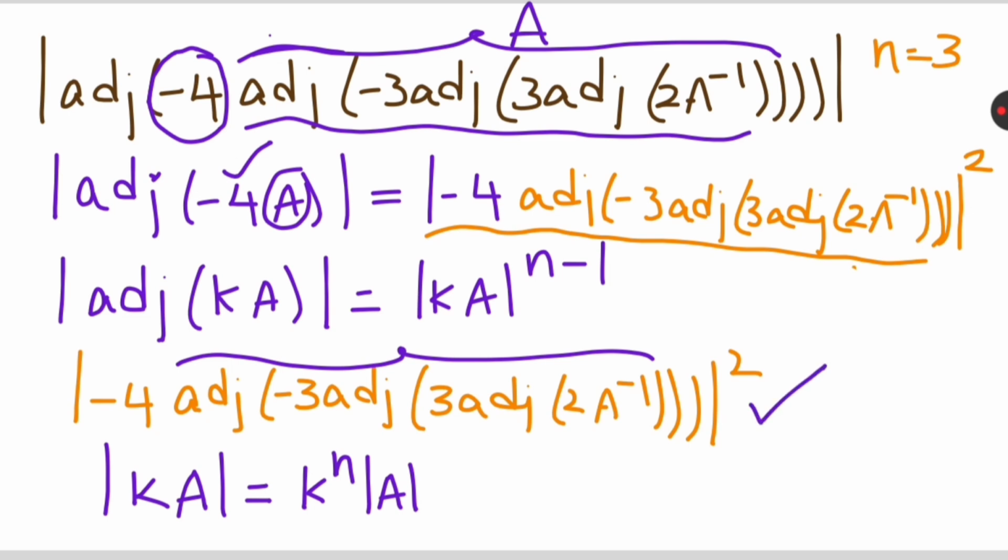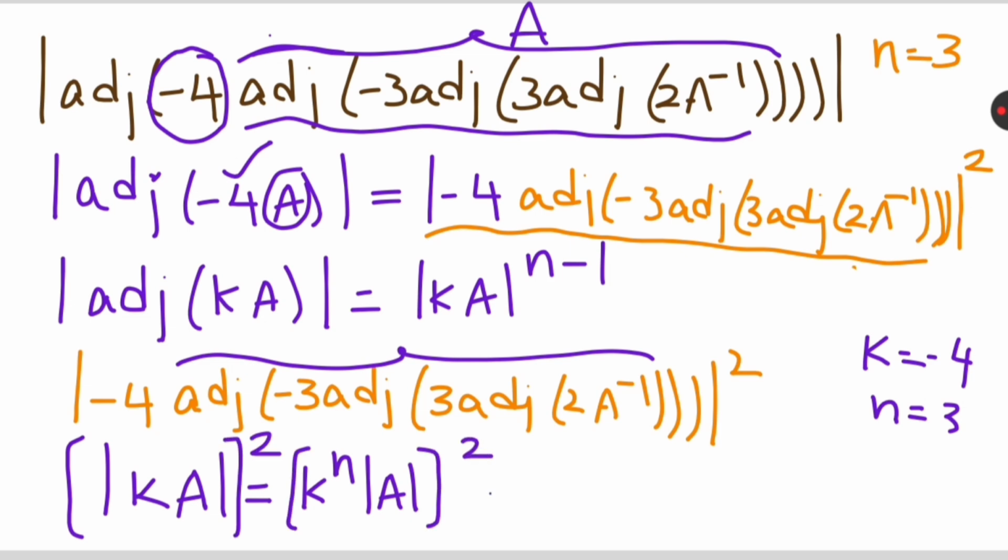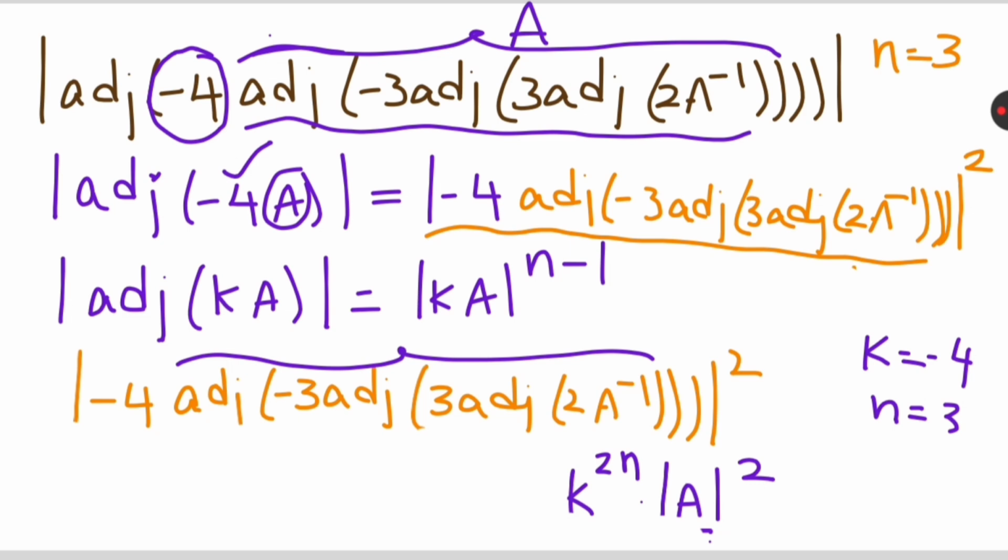We can write this expression as k raised to the power of n, determinant of A. K is nothing but minus 4, and here n value is 3. In our expression we have the whole thing raised to the power of 2, so we have to square on both sides. Then the formula turns into k raised to the power of 2n times determinant of A whole raised to the power of 2. So you have to write it in terms of this. What is our k value? Minus 4. So just write minus 4 whole raised to the power of 2 times n, and n is nothing but 3, so just write 3.